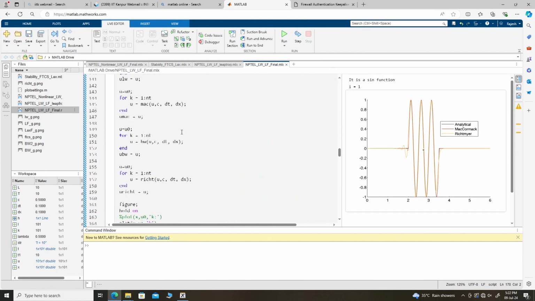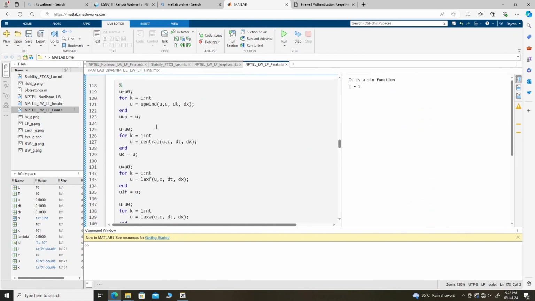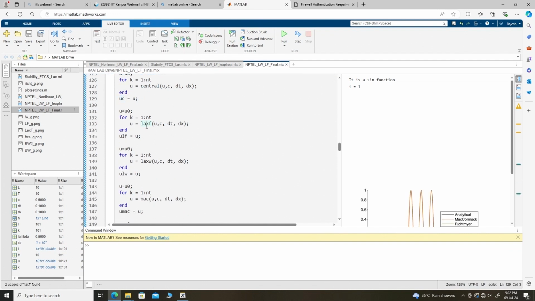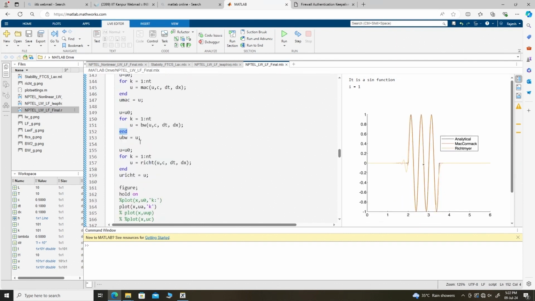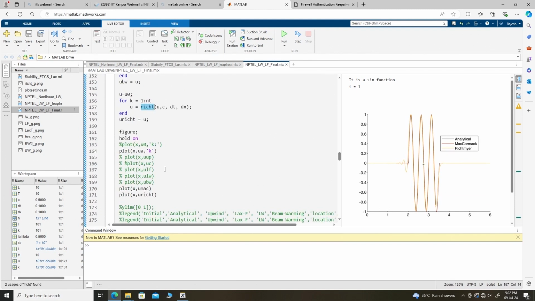Here you can see that I am just calling all of these schemes and updating my value. My upwind is UUP, my central is UC, Lax-Friedrichs is ULF, and Lax-Wendroff is ULW. So I am calling all the functions and storing them in variables. MacCormack is UMac, Beam-Warming is UBW, and Richtmyer is URicht. We also have the analytical solution. So let me just plot this value up to Lax-Wendroff.